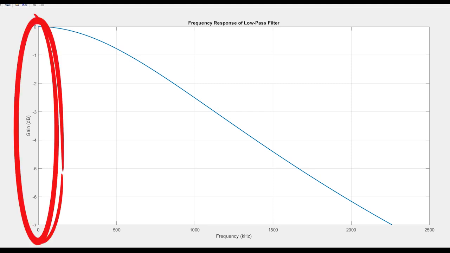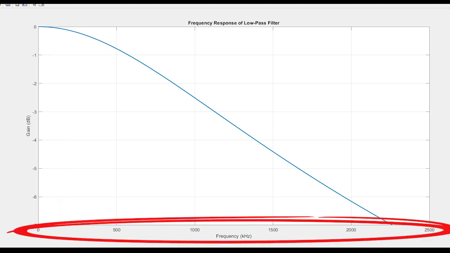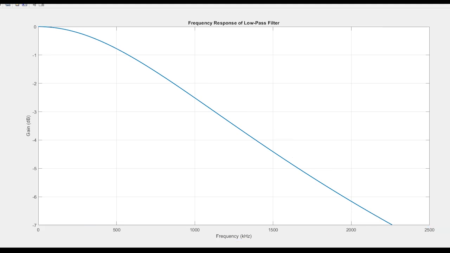Initially, at low frequencies, the gain is close to 0 decibels, indicating minimal attenuation. However, as the frequency increases beyond the cutoff point, the gain starts to decrease, exhibiting the filtering effect of the RC low-pass filter. This graph effectively highlights the key characteristic of low-pass filters.